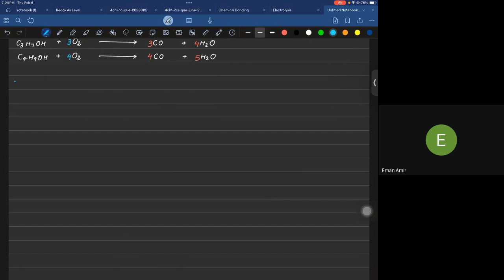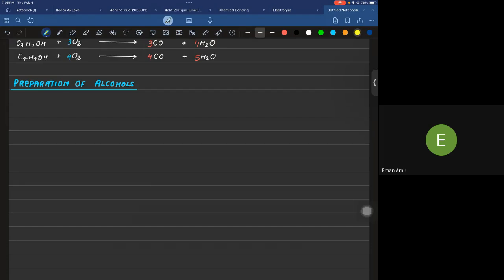Preparation of alcohols. We can prepare alcohol from alkene as well, as we did in the chemical properties of alkene, where we added a water molecule in the presence of phosphoric acid, which was acting as a catalyst, if you remember.